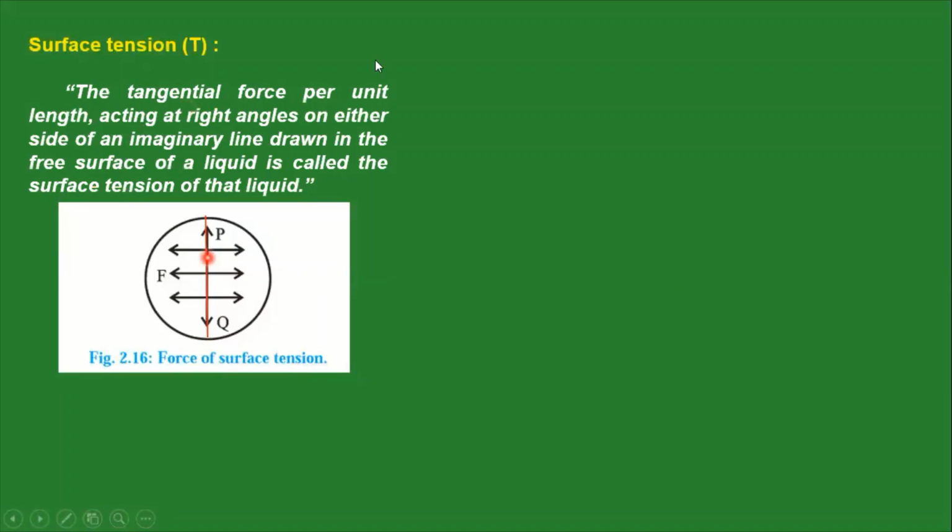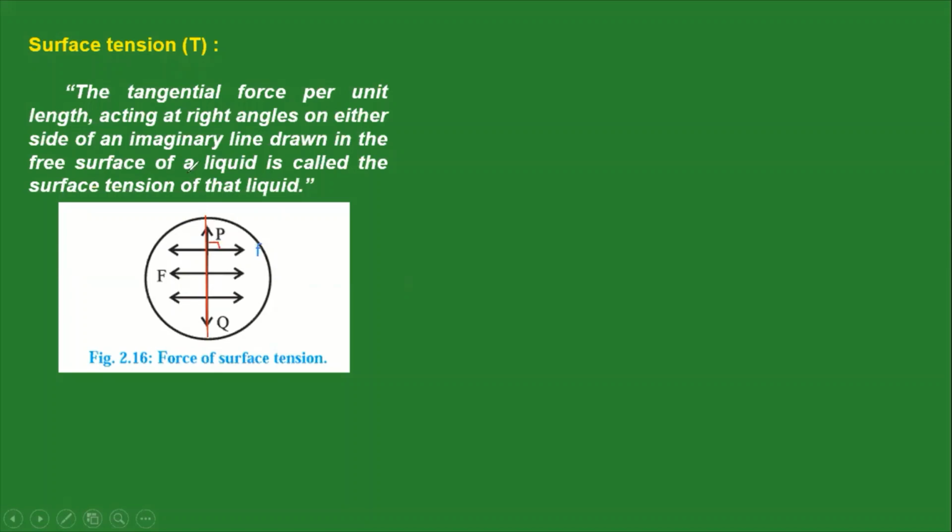Here you remember one thing. The tangential force per unit length acting right angle to either side of imaginary line drawn in free surface of liquid is called the surface tension. Pay attention here. So this is the tangential force. So here, this is force. And if you see this force, here it makes 90-degree angle with this line.